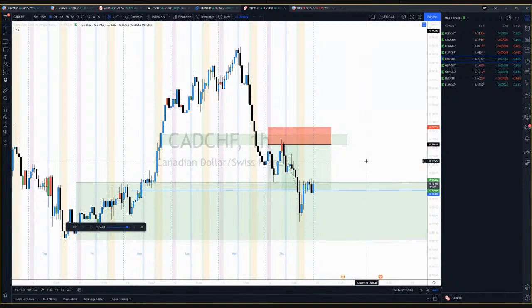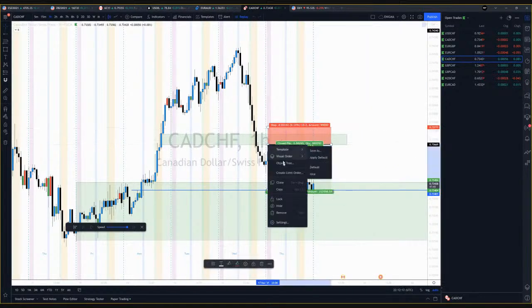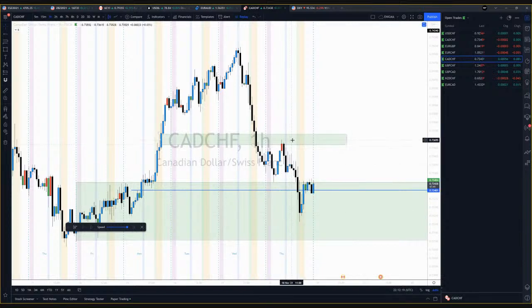Yeah, BC, buy side imbalance, sell side inefficiency. It's more balance. I'm using balance price range. Okay, I was selling the balance price range.